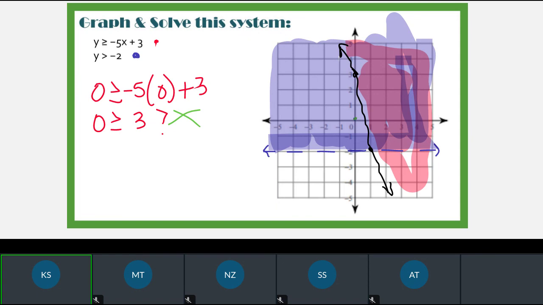Okay, so good, AJ. So she shaded above the line, and you can still use 0, 0 as a test point. You'll just plug in a 0 for y. So is 0 greater than -2? Yes. So then she shaded above. So that means our solution set would be this area over here where they overlap.